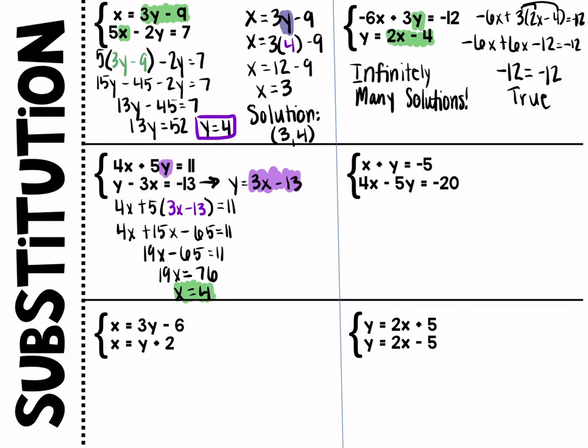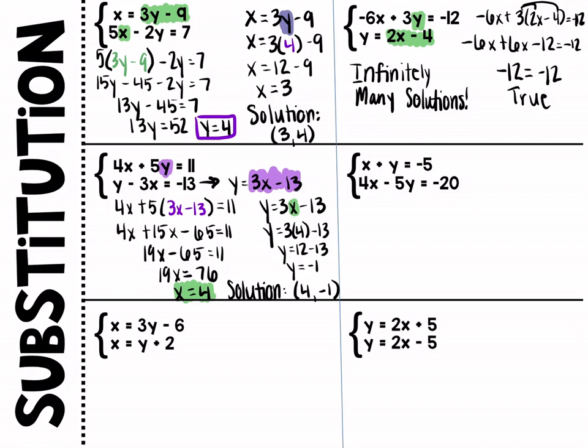So I have the second equation, y equals 3x minus 13. But now I know what x equals, so x is going to be replaced by 4. So I have y is equal to 3 times 4 minus 13. So that's 12 minus 13, which is negative 1. So the solution is my ordered pair 4, negative 1.